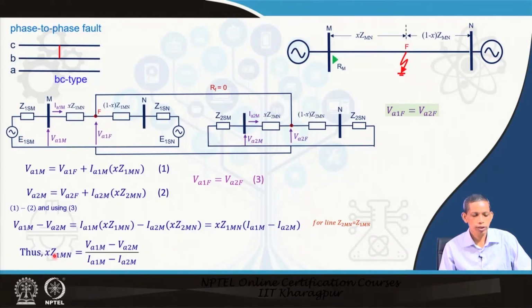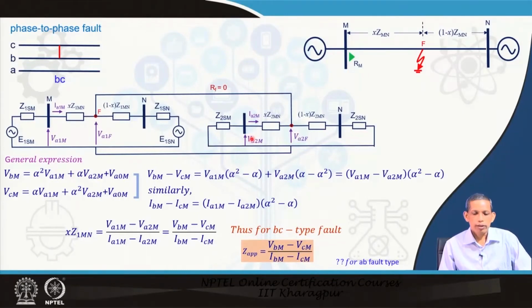So, therefore, x Z1mn, the positive sequence impedance up to the fault point from the relay, equals VA1m minus VA2m divided by IA1m minus IA2m. The positive sequence voltage minus negative sequence voltage divided by the positive sequence current minus negative sequence current at the relay bus.